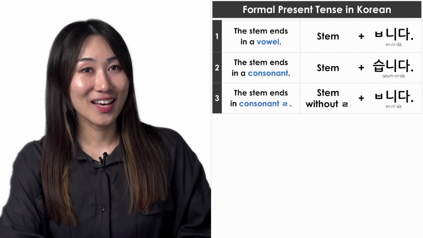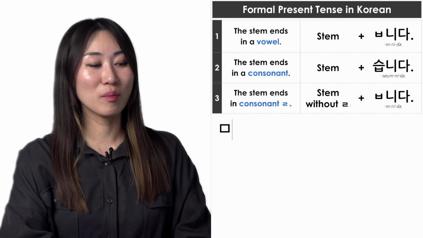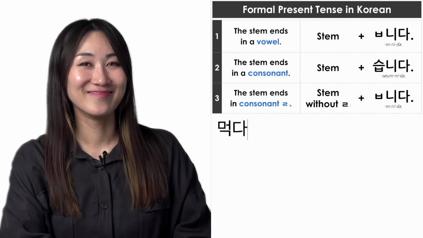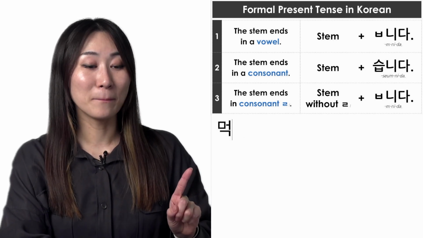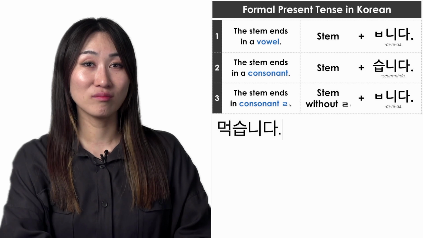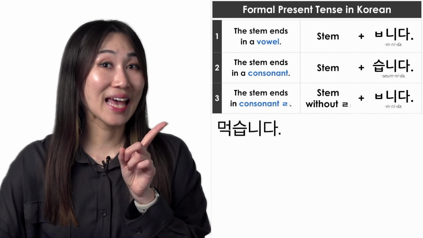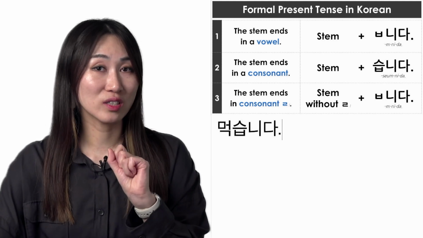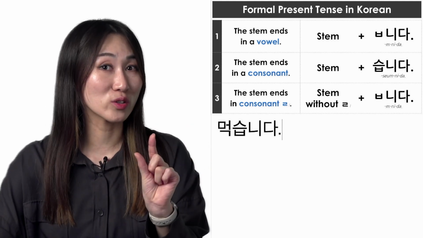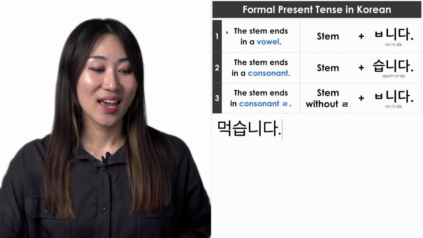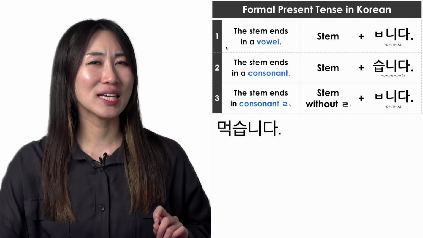Let's try another example that we learned. Do you remember 먹다, 냠냠? So get the stem, 먹, and just put 습니다. Simple, right? So please look if it ends with a vowel or consonant, if there is any 받침, the final consonant, or not. And the last one is kind of an exception.